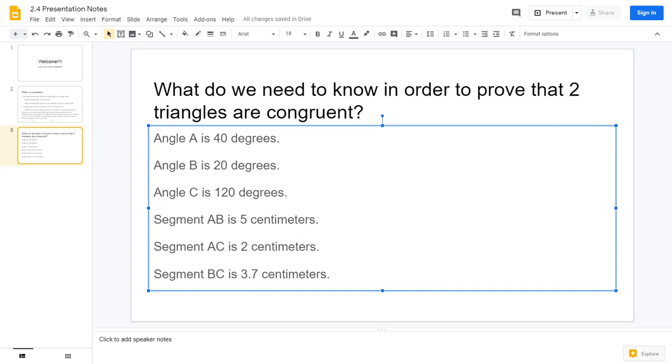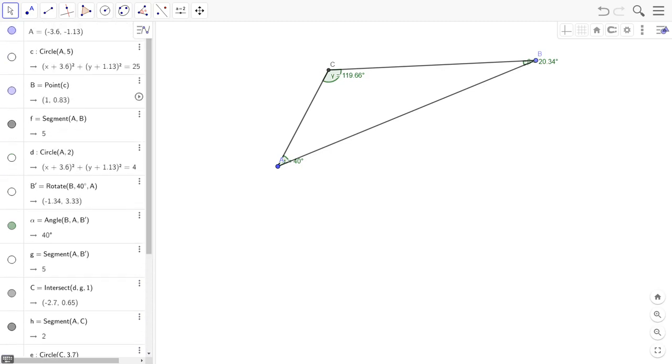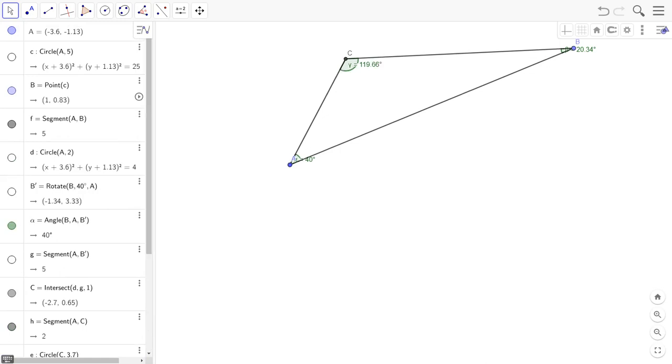So after hiding all of our circles, we get this shape. So we have our segment AC. Wow, I just realized that you haven't actually been looking at that. That's my bad. So I hid all the circles from our shape, and so segment AC is indeed 2 units long. Segment BC is 3.7. Segment AB, which was our very first one that we did, is 5 units long.